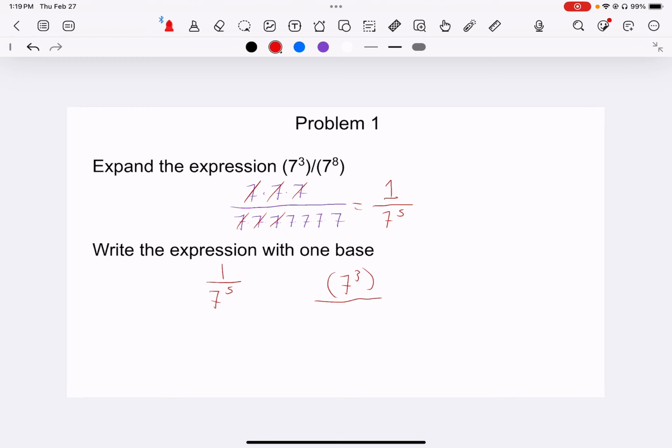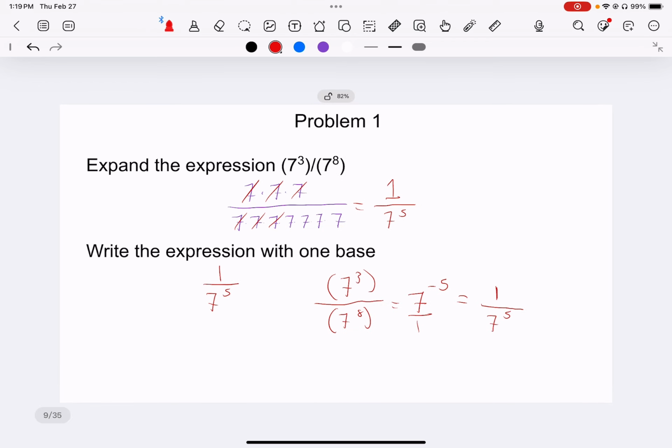Now if I solve this using my exponent properties, since they're being divided, I'm going to subtract my exponents. 3 minus 8 is negative 5. And since I can't have a negative exponent, I can put it over 1 and bring it to the denominator as 7 to the 5th, and then have 1 in the numerator, which is what I got the first time doing it.